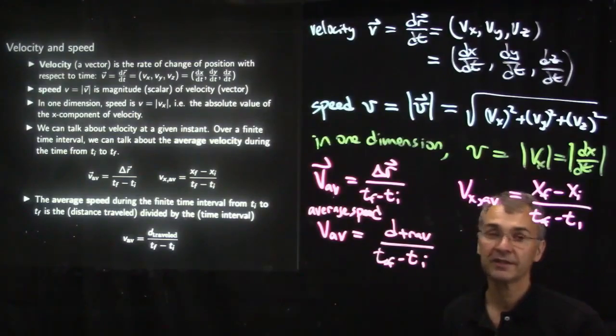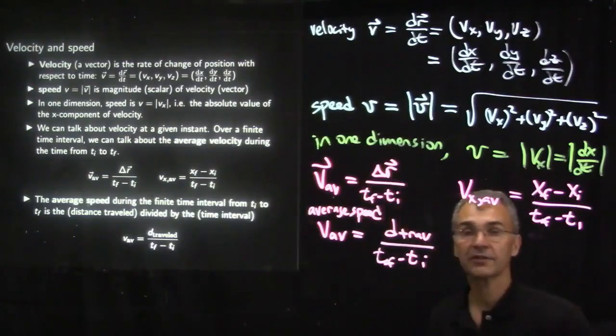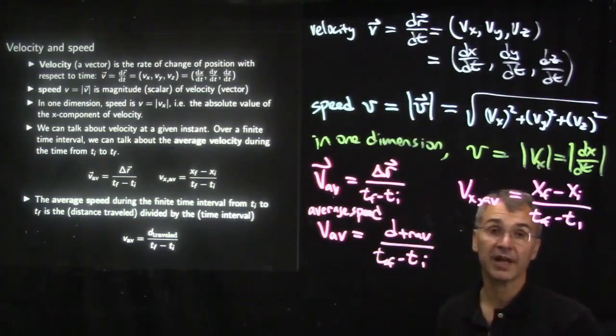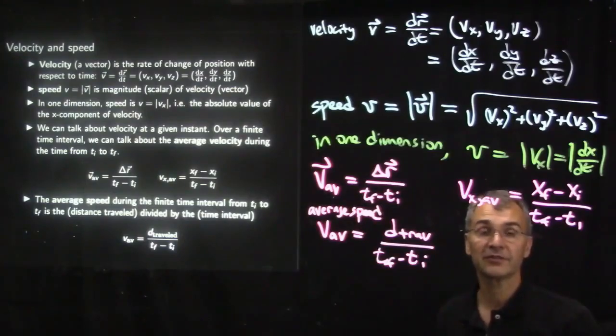So the average speed is the total distance that you traveled divided by the time interval, whereas the average velocity is the displacement vector divided by the time interval, or the x component of the average velocity is the change in the x coordinate divided by the time interval. These are all easier by example, I think, than in generalities.